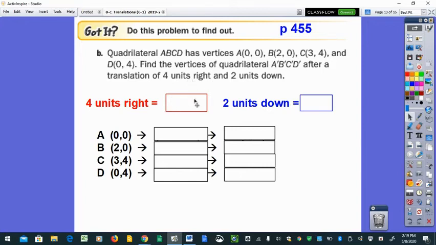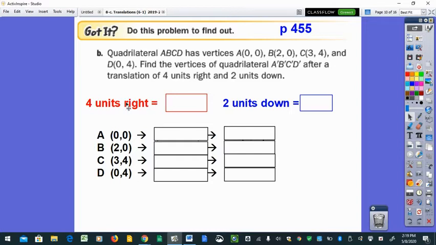The first thing you're going to do here is try to write the translation notation for 4 units right would go in the red, and 2 units down would go in the blue, and then you're going to use that notation to get the new points. What I'd like you to do right now is pause the video and try to do that on your own, and when you have some kind of work done, come back and let's see how you did.